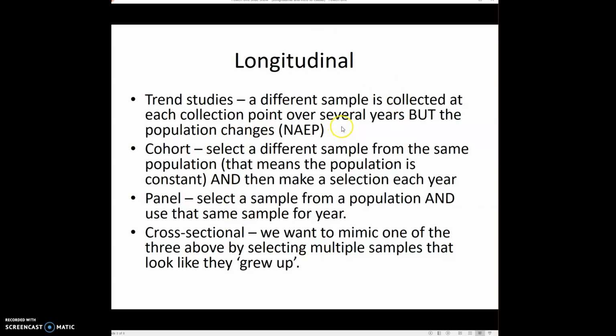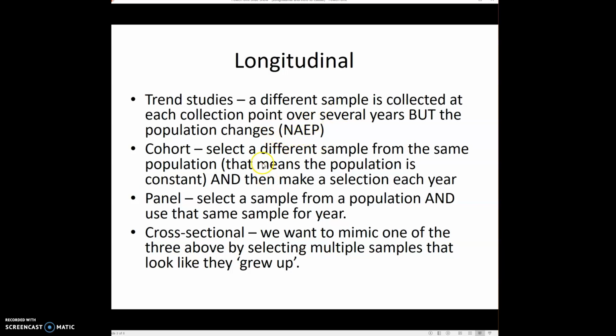So a trend study is something where a different sample is collected at each collection point over several years, but the population changes. So the easiest example of this, I think I mentioned in the book, is the NAEP scores. And what they will do is they will go into schools every year across the country, and they will take a sample of those scores. So what that population looks like changes because they won't go back to the same schools year after year after year. They're just trying to get an overall picture of how we're doing. So there's always going to be some variation in the population because it changes, which means our sample changes.